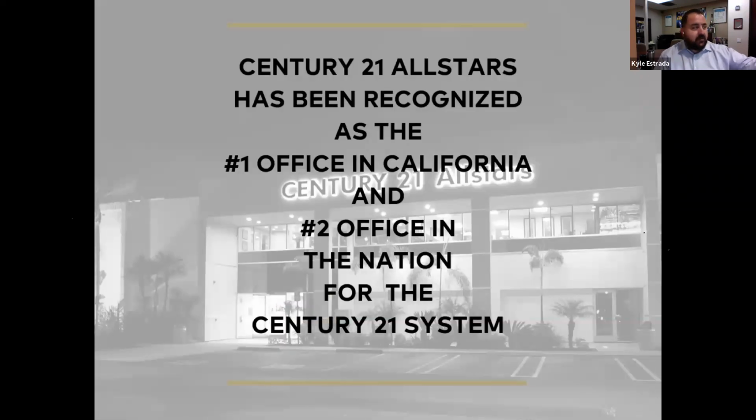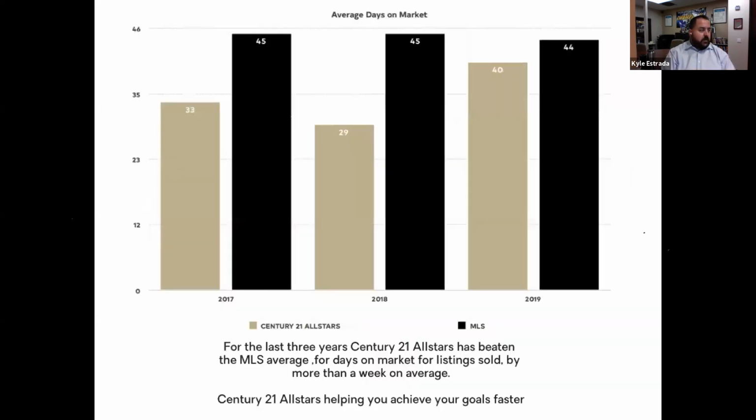Next up, just again, information about the office. Century All-Stars has been recognized as the #1 office in California and #2 office in the nation for the Century 21 system, which is the case for 2019. This is us in comparison. For the last 3 years, Century All-Stars has beaten the MLS average for days on market for listings sold by more than a week. Century 21 All-Stars helping you achieve your goals faster, right?